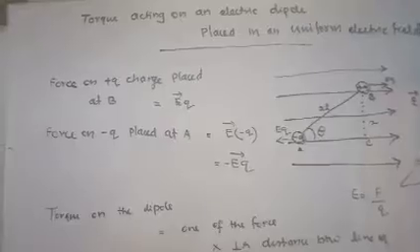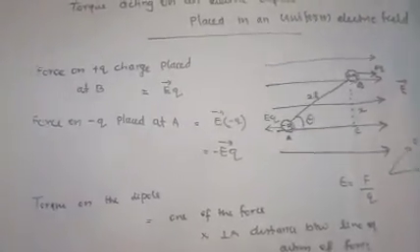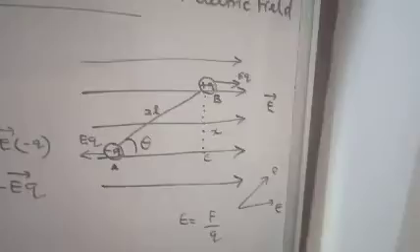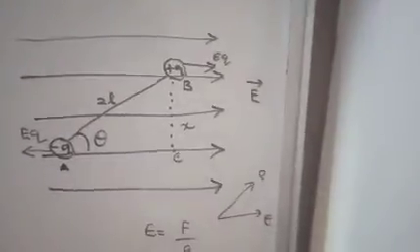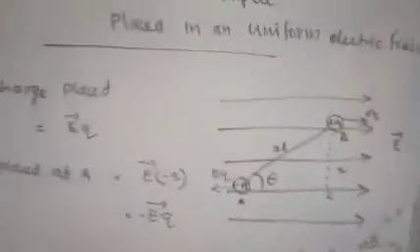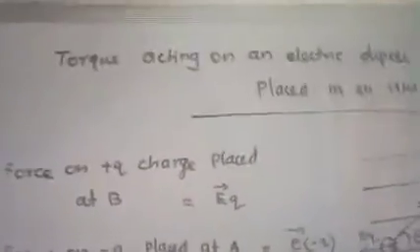Torque acting on an electric dipole placed in a uniform electric field region. So you have to take down this derivation. First you write the heading like this, then you draw this figure. Then after drawing you have to describe this figure like this.